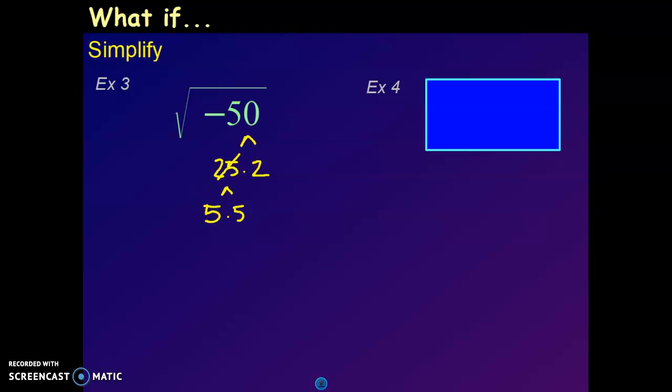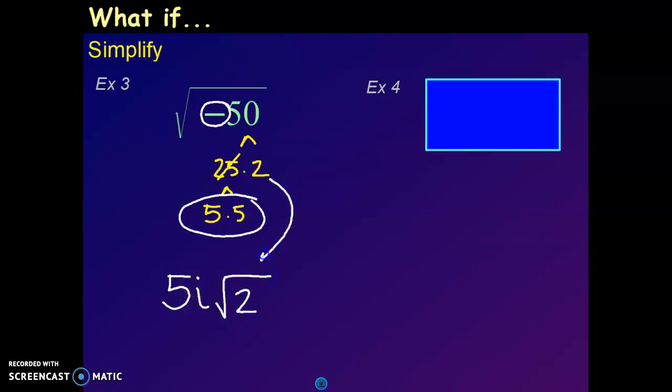So just like yesterday, we take out the pairs, leaving the spare. So we'll take out the 5, but when we do, we also have to go back and remember there was that negative, which is going to make this imaginary. So it's not just 5, but it's 5i, and then we still leave that 2 right there. The 2 is still left inside of the square root. So your final answer is 5i square root of 2.